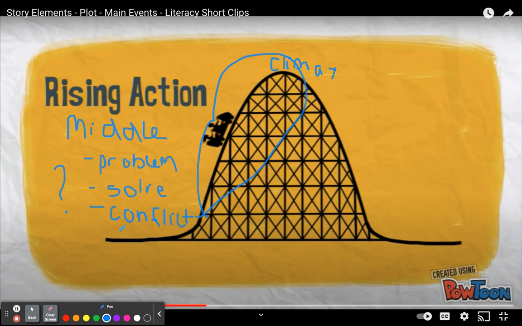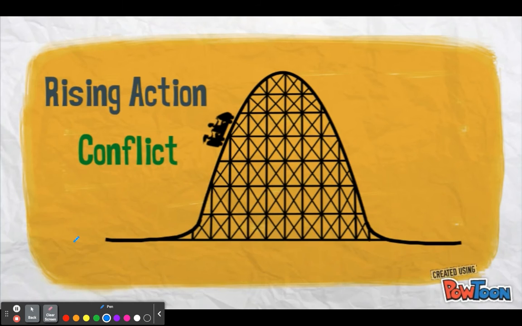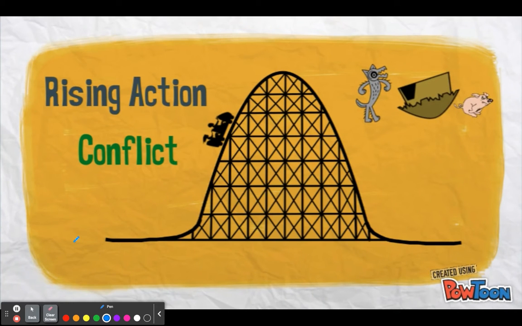This is the rising action. This is where the conflict of the story is revealed. During the rising action, the main character encounters some sort of problem that creates tension, such as when the wolf blows down the little pig's house.